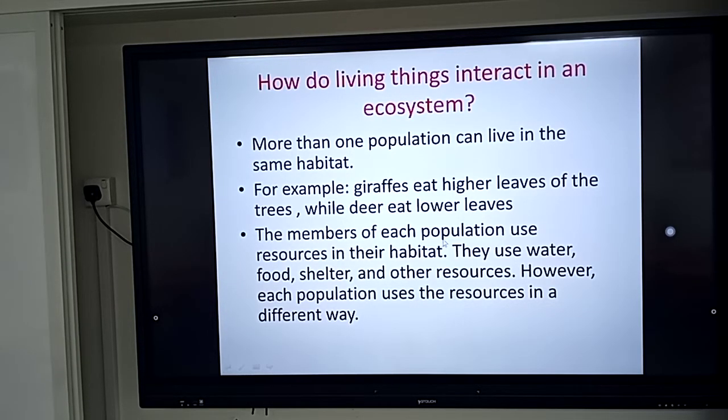The members of each population use resources in their habitat. Okay? They use water, food, shelter, and other resources. But each population uses the resources in a different way.